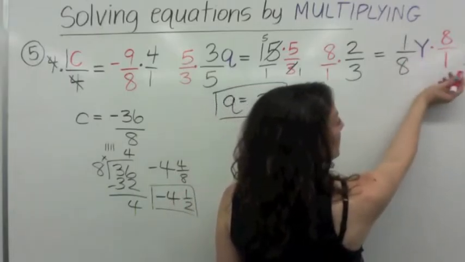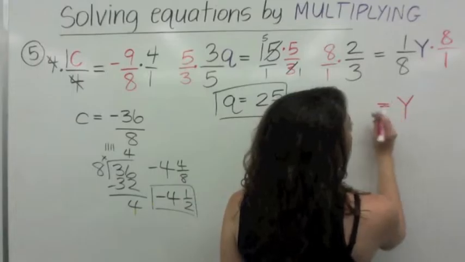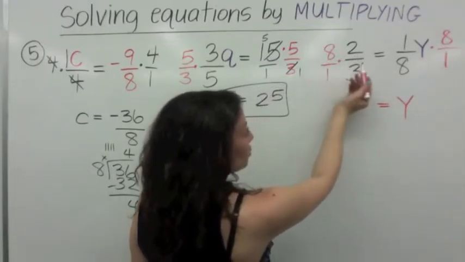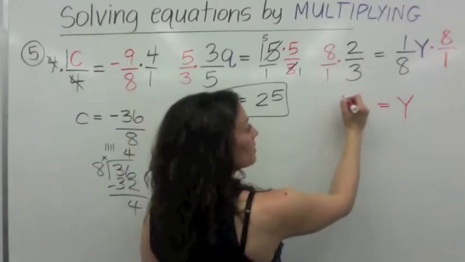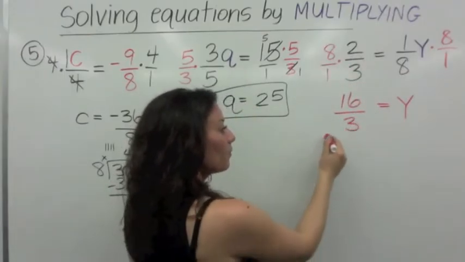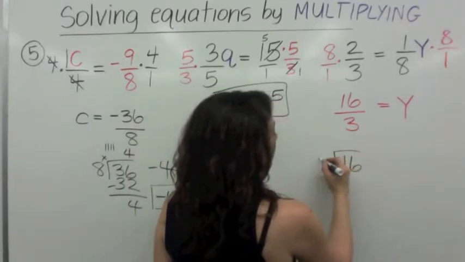When you multiply these together, again, they make 1. So I'm just going to go ahead and put y, okay, because that's 8 over 8. And let's do the multiplication of these fractions. 8 times 2 is 16 divided by 3. Again, an improper fraction. We can make it a mixed number by saying 16 divided by 3.